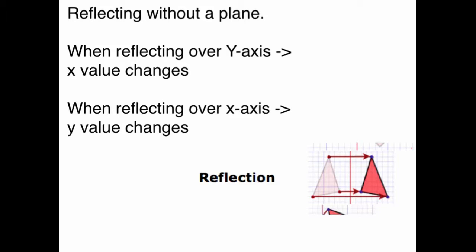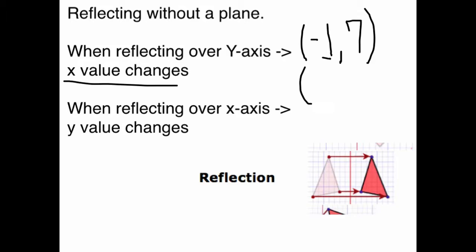So when reflecting without a plane, when you're reflecting over the y-axis, the x value is going to change. And by that I mean the x value is going to go from negative to positive, or positive to negative, depending on what it is. So let's say I have a coordinate of -1, 7. That means I'm 1 space away from the y-axis. To reflect over the y-axis, the x value changes by becoming +1, 7. And I'll prove this to you on a plane here in a second.